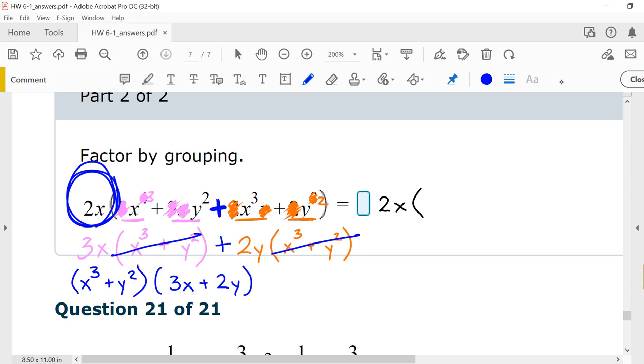Now, don't forget about the original GCF, 2x. So your answer is 2x times x cubed plus y squared times 3x plus 2y.